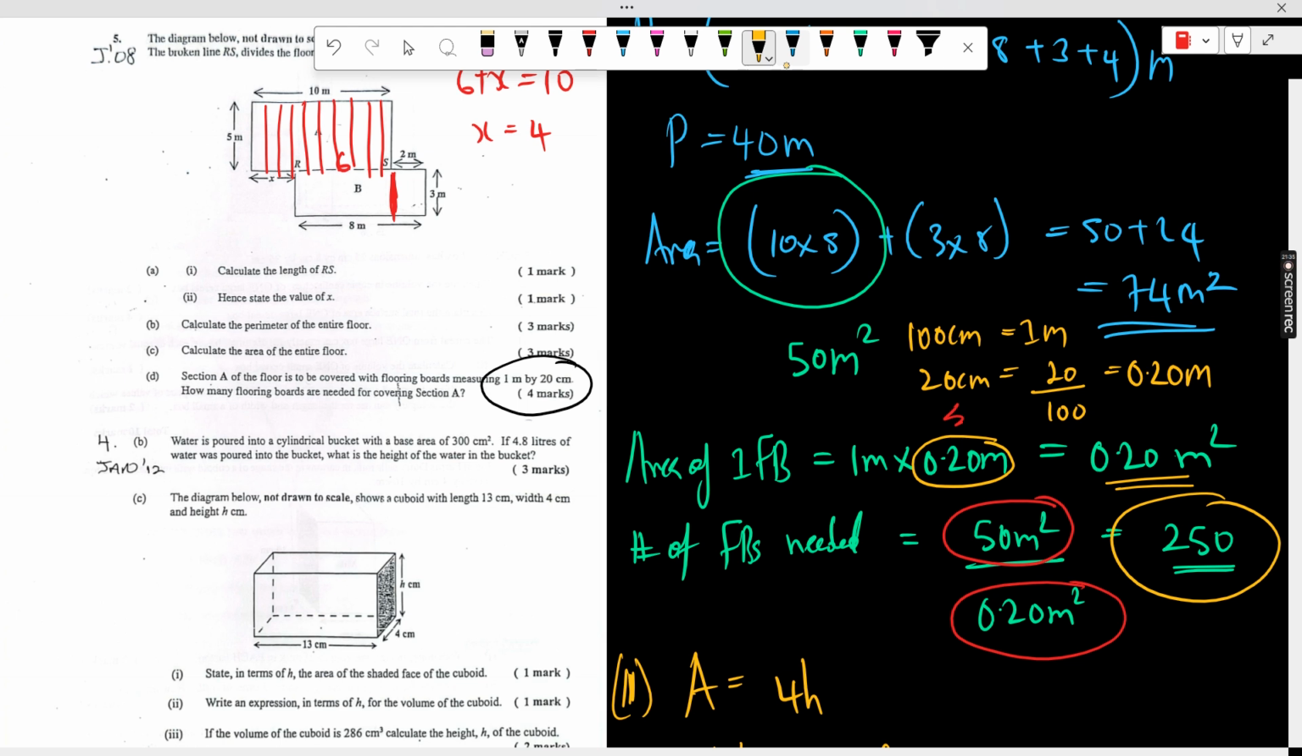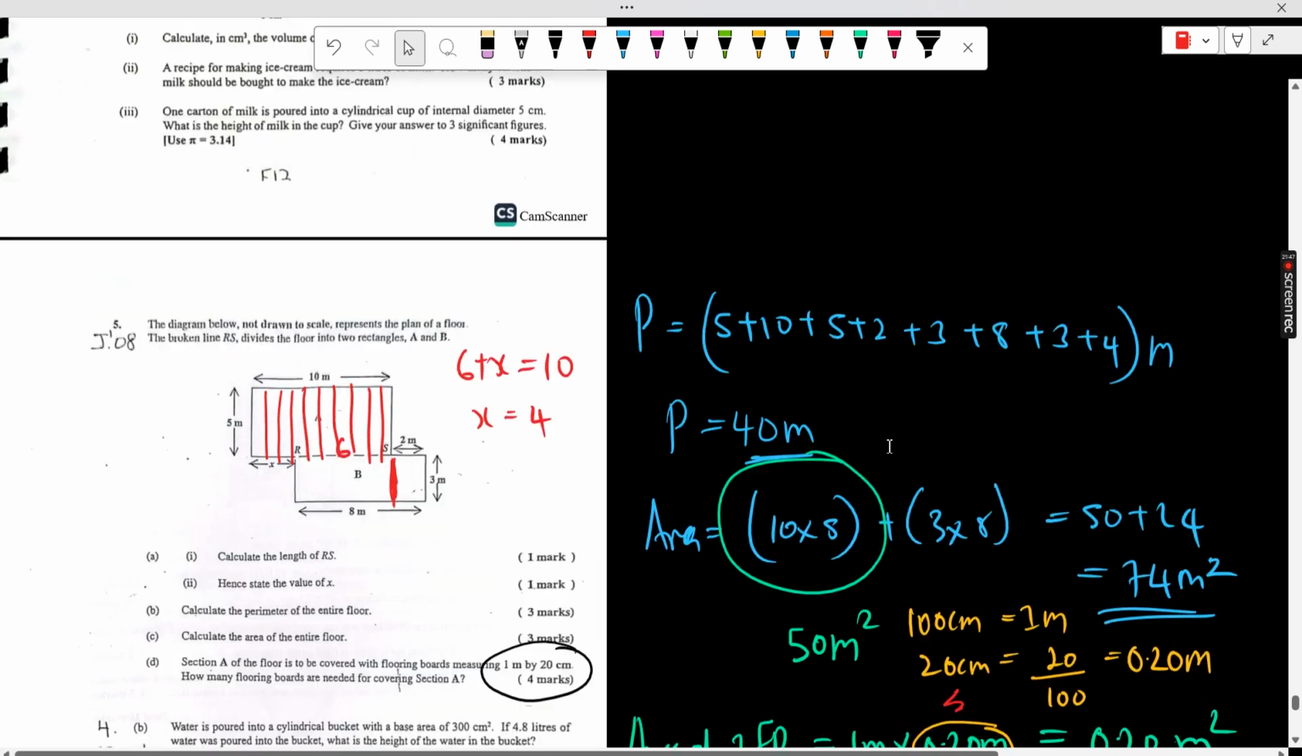So we're talking about a practical situation. You can't be exact because you never know. You might damage one flooring board, so you tend to buy a little extra just in case. You understand? But for this particular case, we need the exact number, 250. All right?